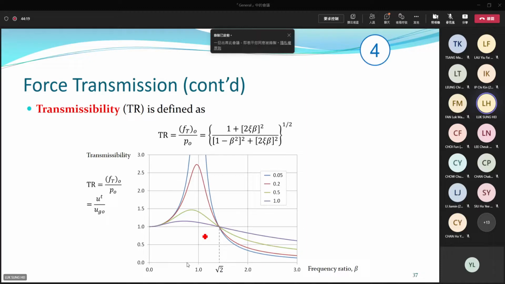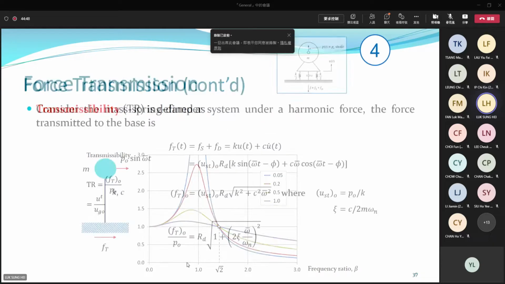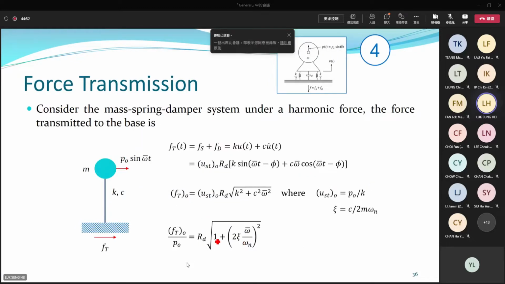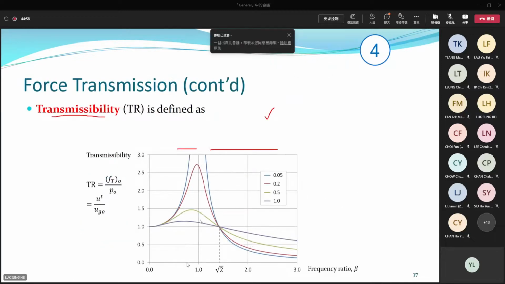We give this ratio a special name. We call it transmissibility. We call this ratio, total force amplitude over the applied loading amplitude, TR, transmissibility. The amount of force transmitted to the supporting structures we call transmissibility, TR. TR, by definition, is equal to total force over the applied force amplitude, and it can be calculated using this complex equation. This equation is from the previous slide. I just substitute the definition of RD into these equations.